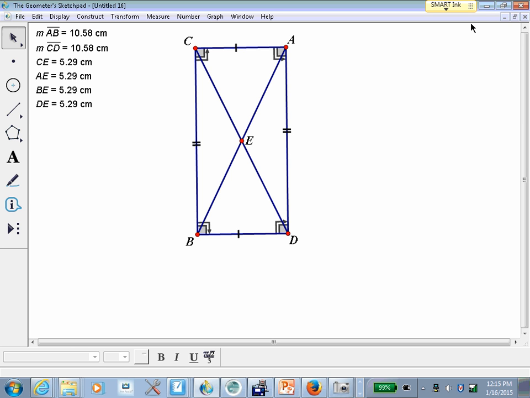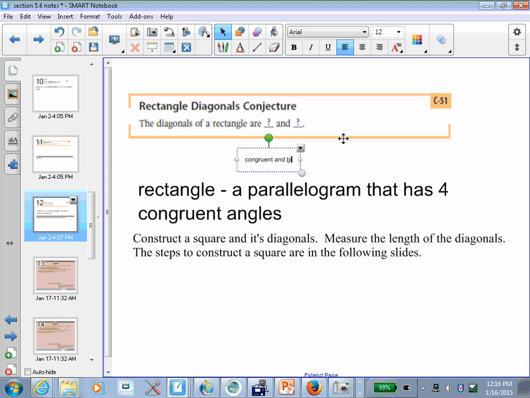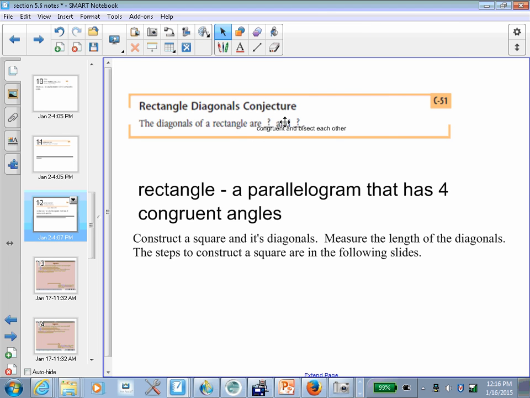Okay, so let's snapshot our rectangle and input it with our notes. The diagonals of a rectangle are congruent and bisect each other. The rectangle diagonals conjecture, conjecture 51.